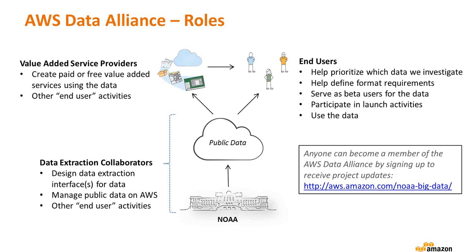Once we've down selected to some potential data sets, we'll also look to end users to help us define format requirements and data structure, so that when we release the data, it's in a way that people can really easily use it, similar to how we approached our Landsat on AWS project. Also similar to the Landsat project, we're going to look to end users to serve as beta users for the data. We want folks to be using the data and give us feedback on it before we do a really big global launch.